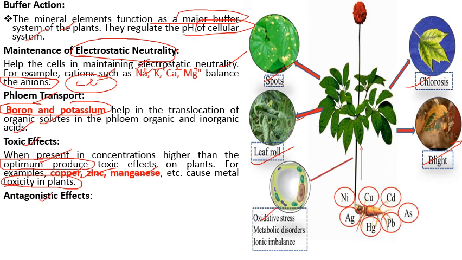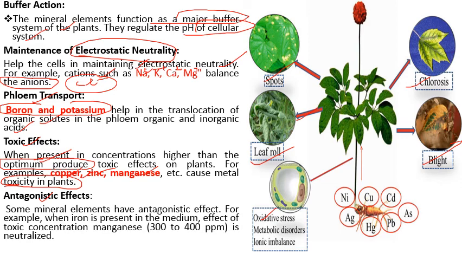Next comes antagonistic effects. Antagonistic means opposite or counter effect. So there are certain mineral elements which are countered by other mineral elements. Some mineral elements have antagonistic or counter effects. For example, we have iron. When it is present in the medium, it can neutralize the toxic effect of higher concentration of manganese, that is 300 to 400 ppm. It is neutralized with the help of iron. So iron is present in the medium. Effect of toxic concentration of manganese is neutralized with the help of iron. So that is called antagonistic effect. It means that iron can counter the effect of manganese.